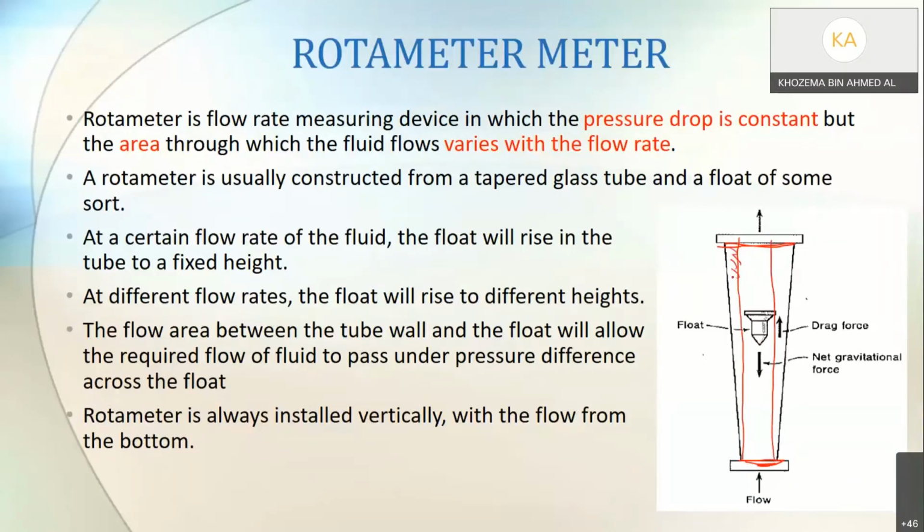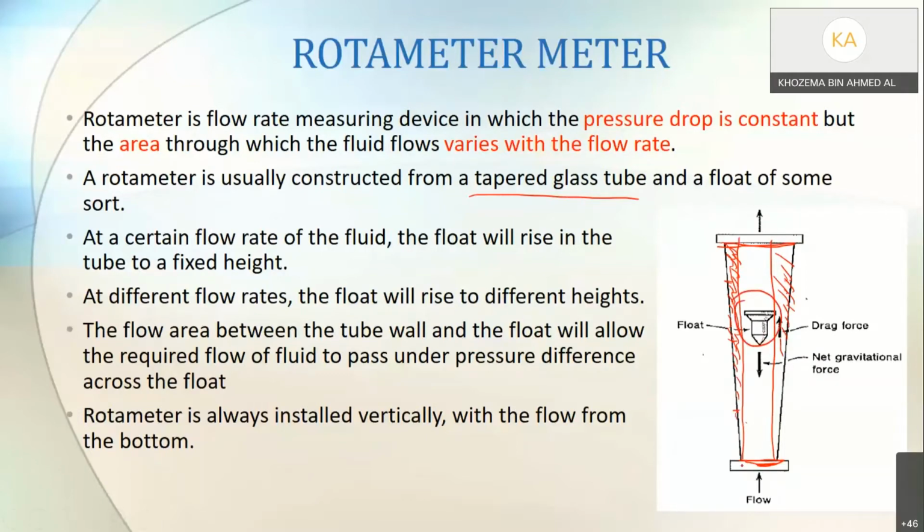But you have this area here that is changing based on the height of the rotameter. The higher I go, the bigger the area is. So the change in the diameter from this point to this point to this point is what we call a tapered glass tube. It will have a small increment as it goes higher and higher. Okay, so that is the meaning of tapered glass tube, and it has a float of some sort. So this is the float.